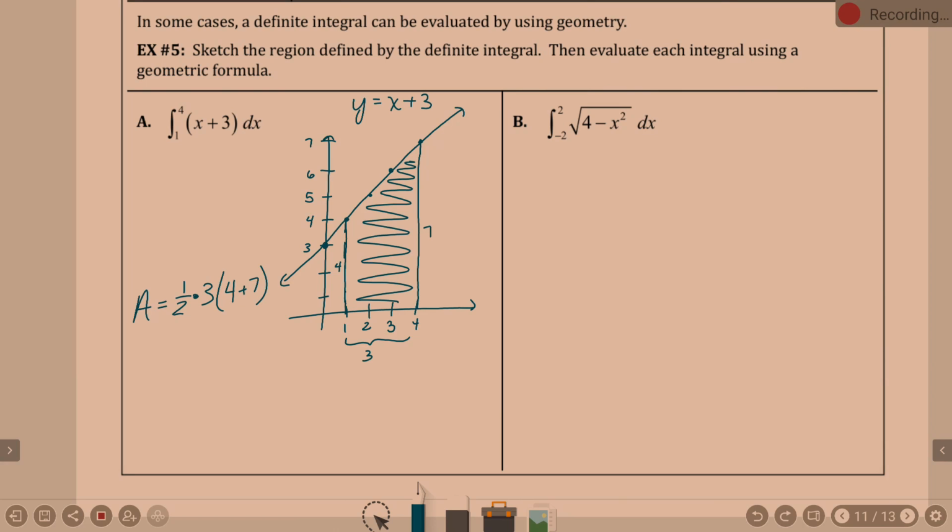So, half of 33 in my brain is 33 halves. And that's what I have in my answer key.